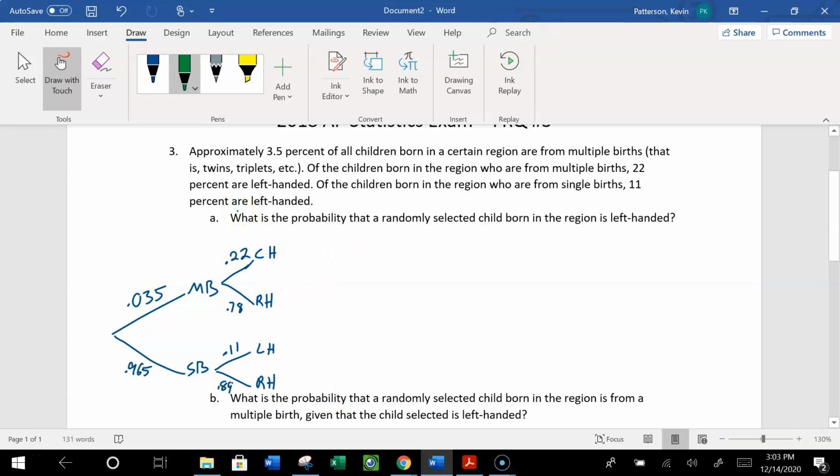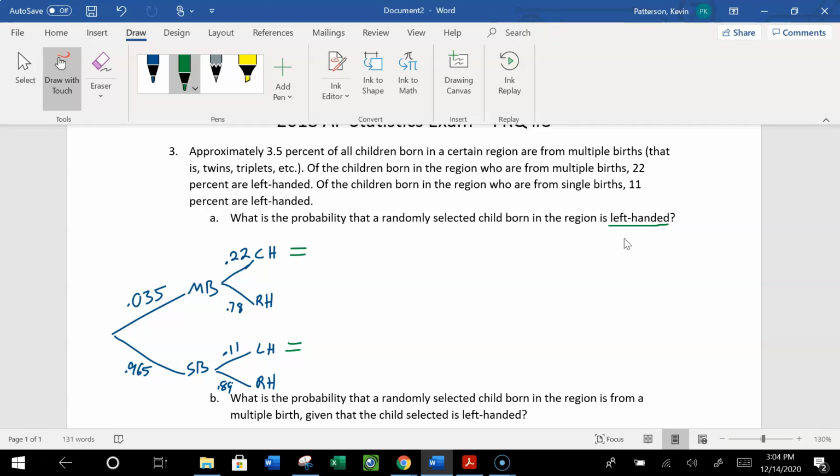So just to save time on the AP exam, I'm not going to multiply out all these branches right this second, but I'm going to see what branches we're interested in. So they want to know what's the probability that a randomly selected child born in the region is left-handed. So I'm just going to multiply for right now. I might have to go back and do the other ones, but just for now, to save time, I'm just going to multiply the branches that deal with left-handed.